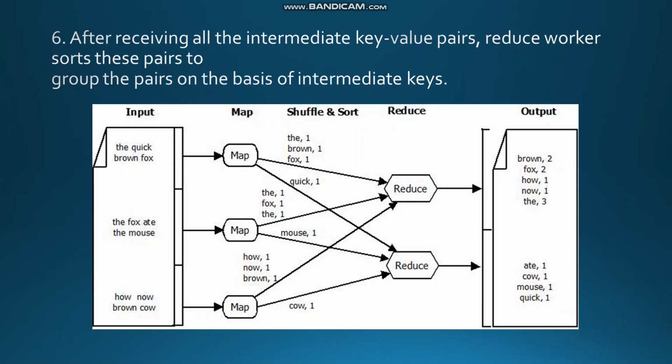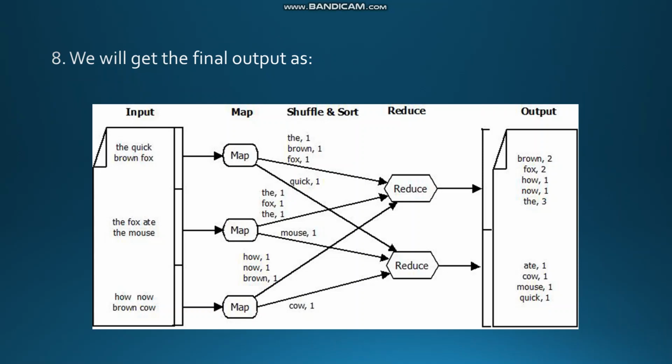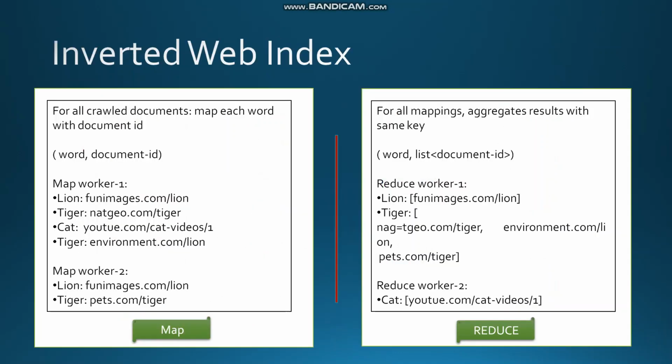In the next step, after receiving all the intermediate key value pairs, reduce workers sort these pairs to group the pairs on the basis of intermediate keys. At this point, the reduce function is applied to the intermediate key value pairs, and we will get the final output as every word with its count, brown with the count 2, fox with the count 2, and so on.